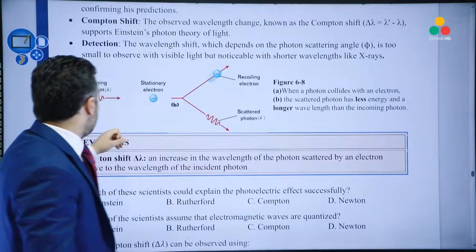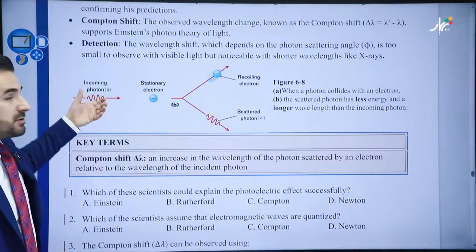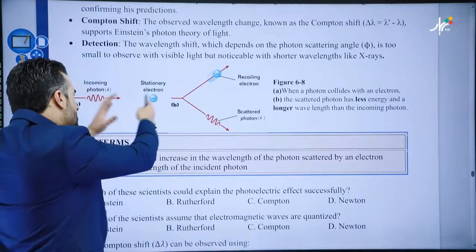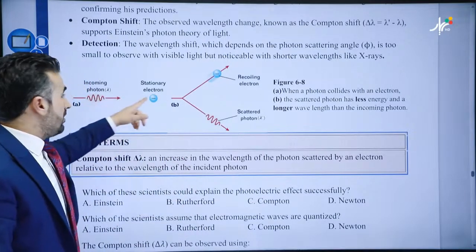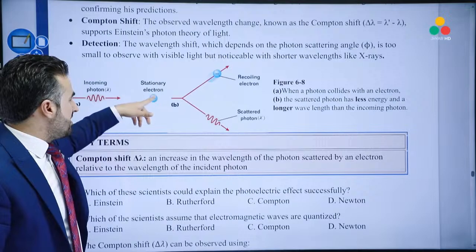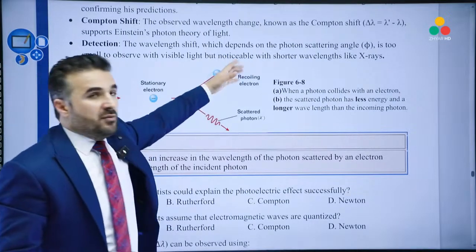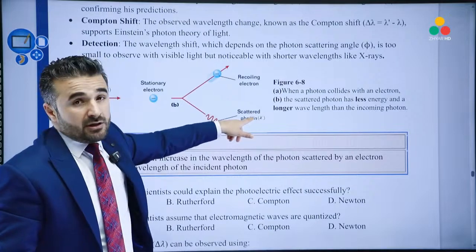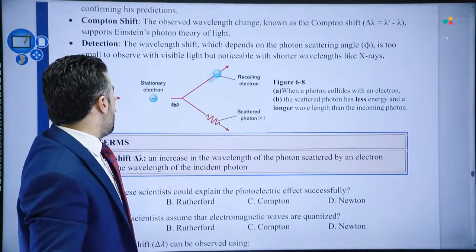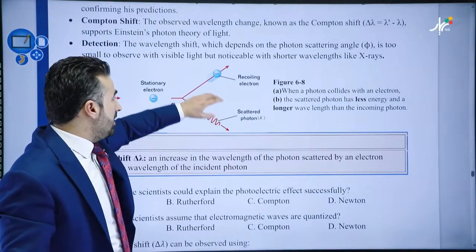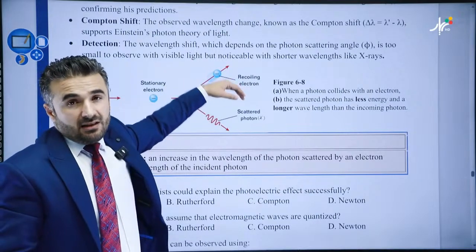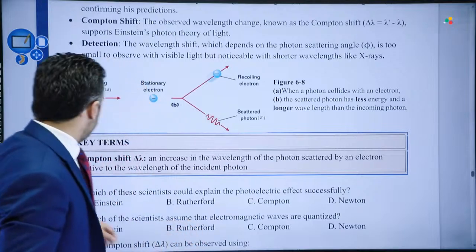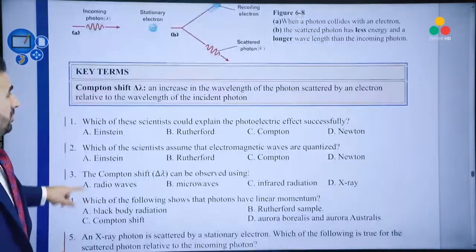So take a look at this one. This is the incoming photon with a certain wavelength. This is a stationary electron. Once the photon collides with this electron, you can see that the electron will be moving in a direction. This is the direction of the scattered wavelength, but this wavelength will be longer than the incoming wavelength. Why? Because part of that energy went to the electron. Less energy, less frequency, longer wavelength. That is basically what we call Compton shift.